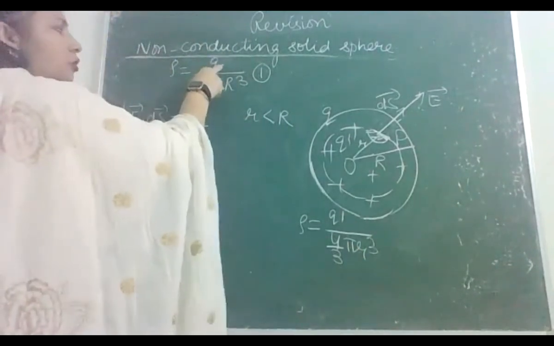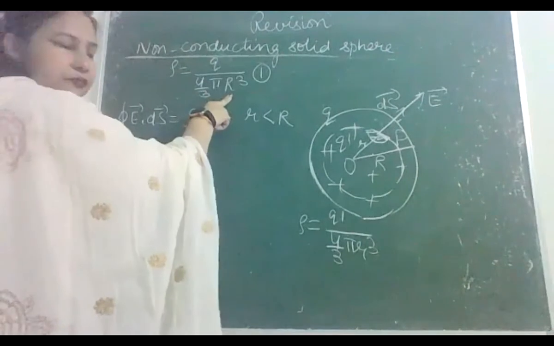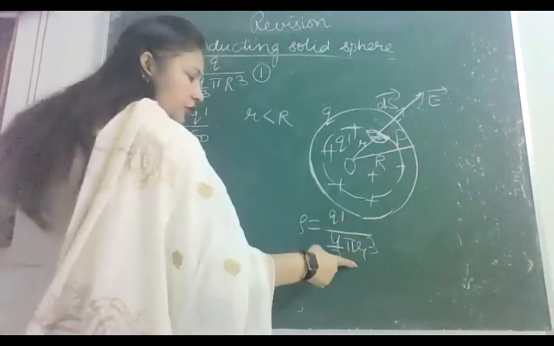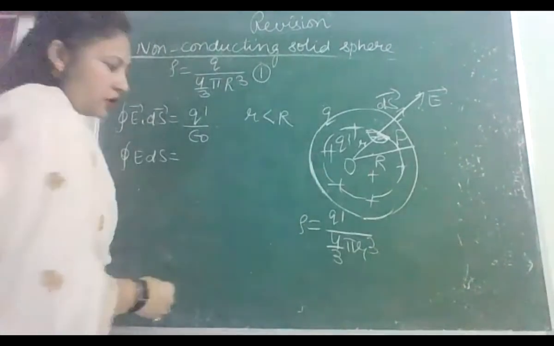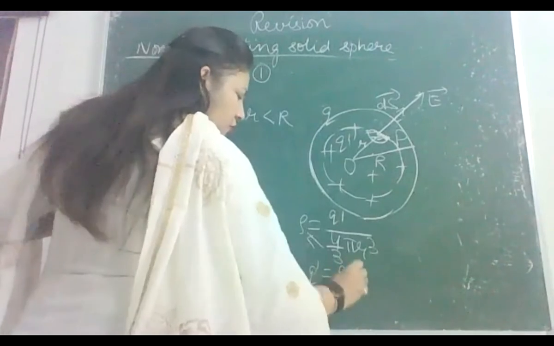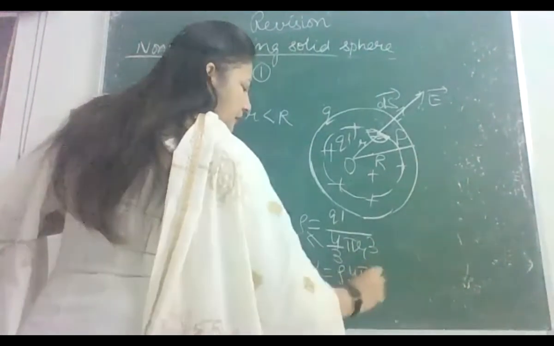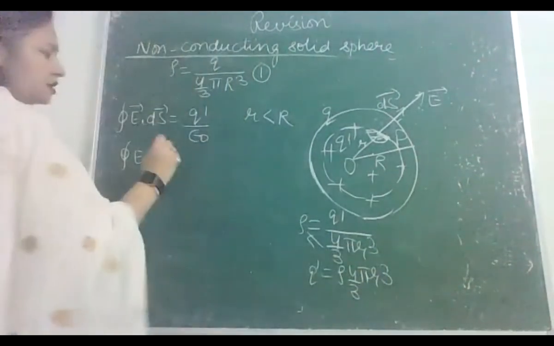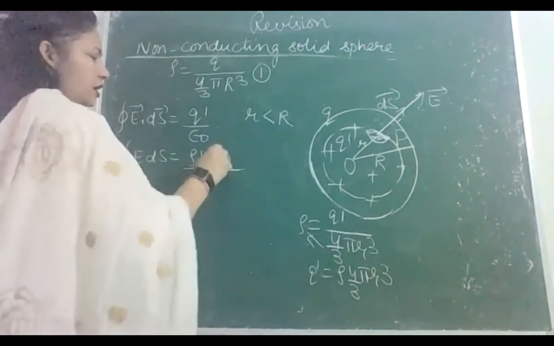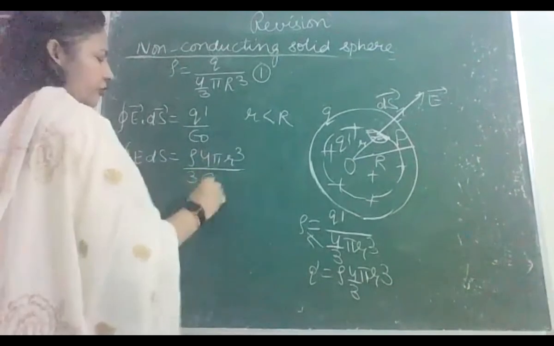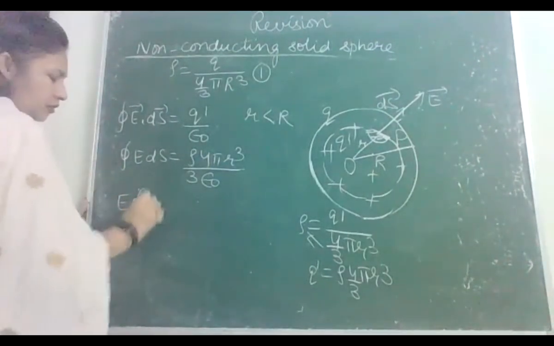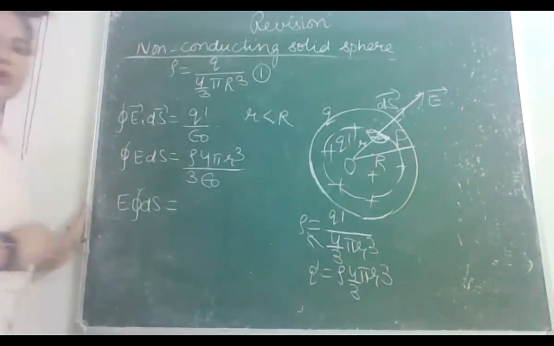Earlier we have written total charge and total volume. Now we have written charge enclosed by Gaussian sphere and volume of Gaussian sphere. This is the most important point. Cross multiply, you get q dash is rho into 4/3 pi r cube. So put this q dash here now. Rho into 4/3 pi r cube over epsilon naught. Electric field is constant. Take it out of the integral, being constant.